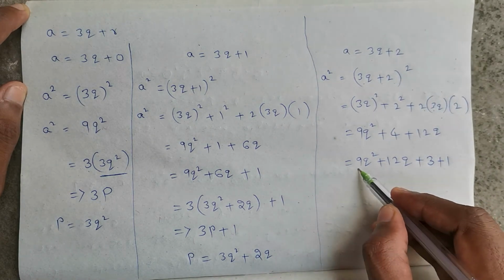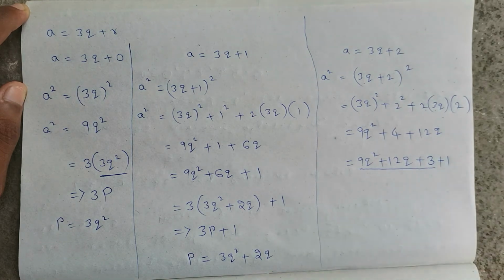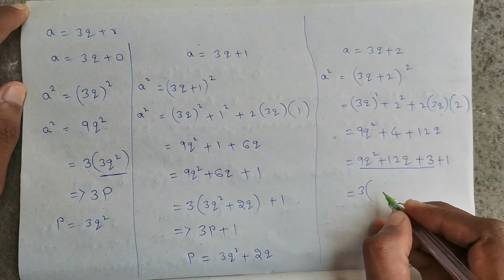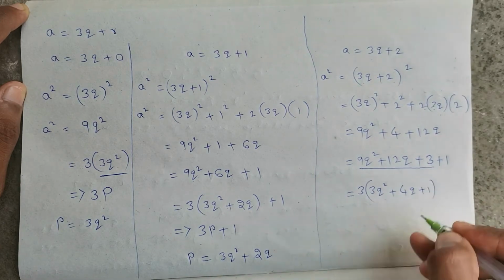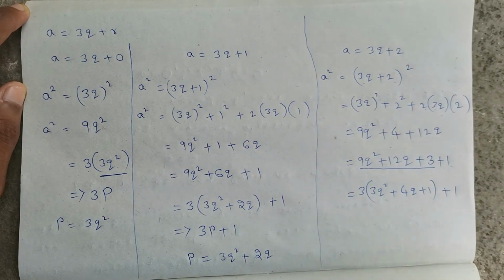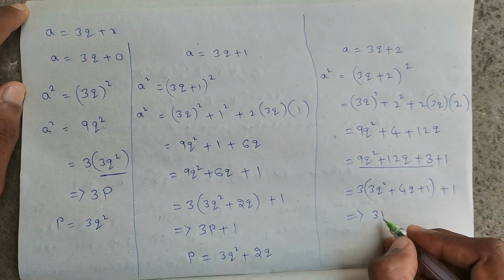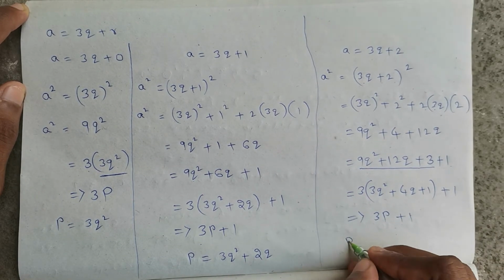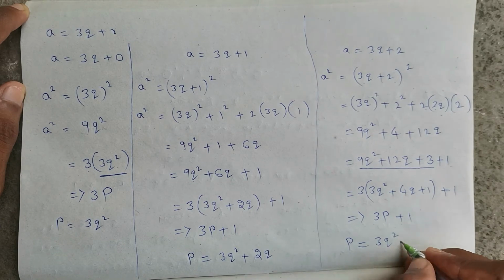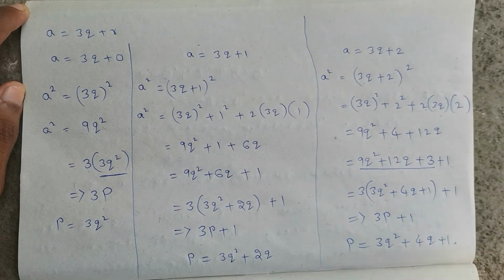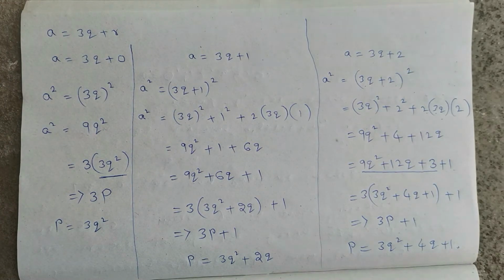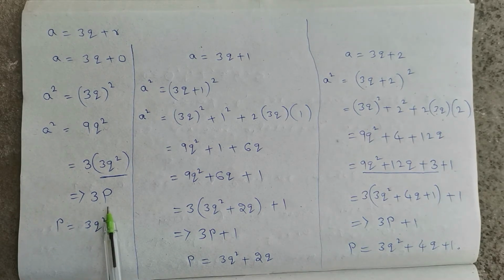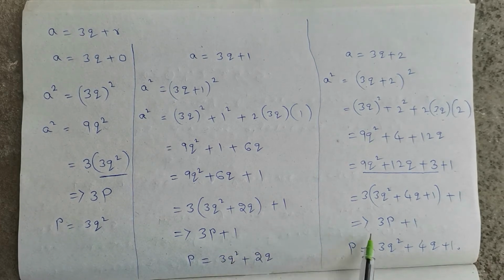So now from the first term, second term as well as third term, I will take 3 common. So we get 3q square plus 4q plus 1, and the remainder plus 1 as it is. So this is in the form of 3p plus 1, where p equals 3q square plus 4q plus 1. So the square of any positive integer is of the form 3p or 3p plus 1.